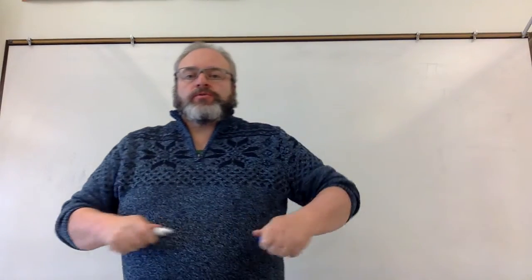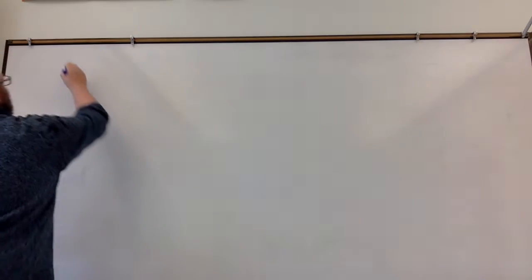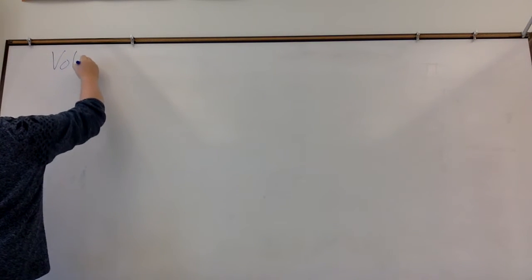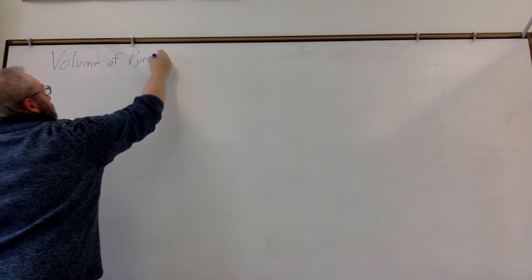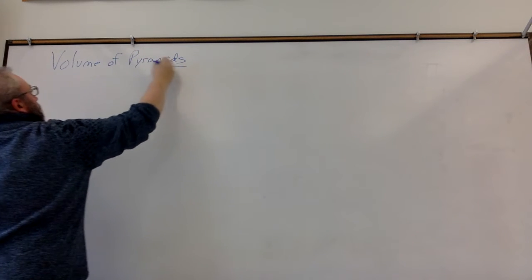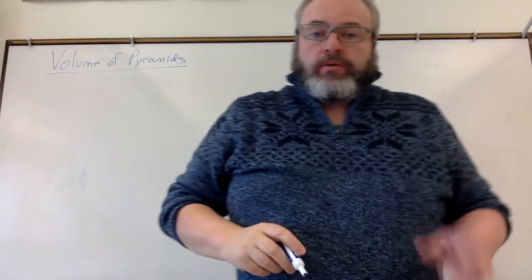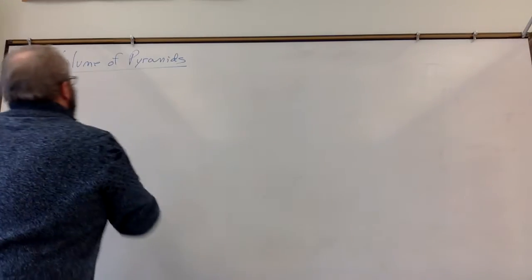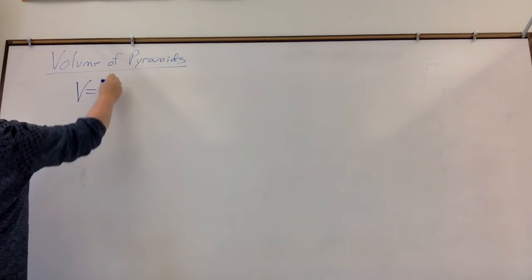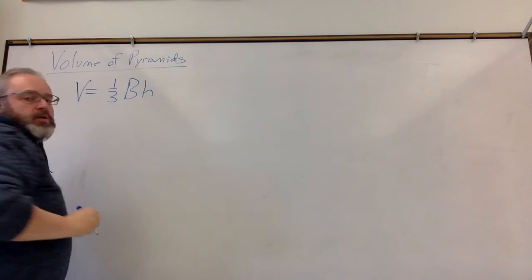Okay, we are going to be finding the volume of pyramids. Volume of pyramids. Okay, first of all, to find the volume of a pyramid, volume equals 1/3 the area of the base times the height.